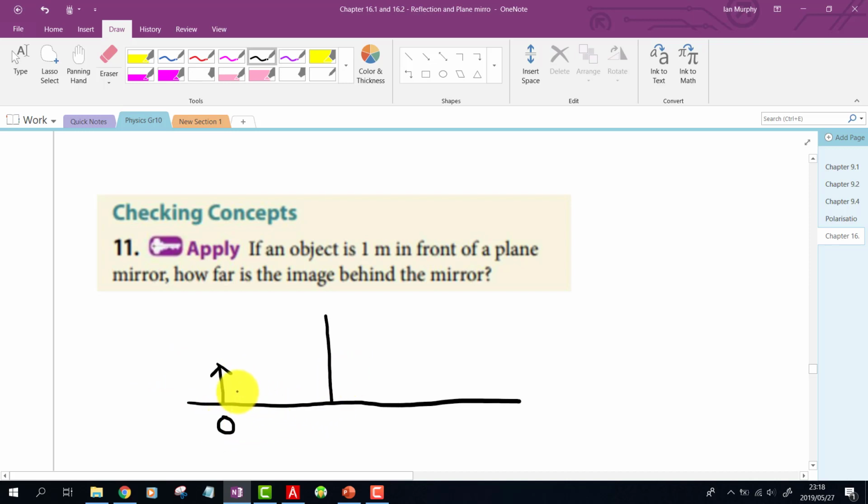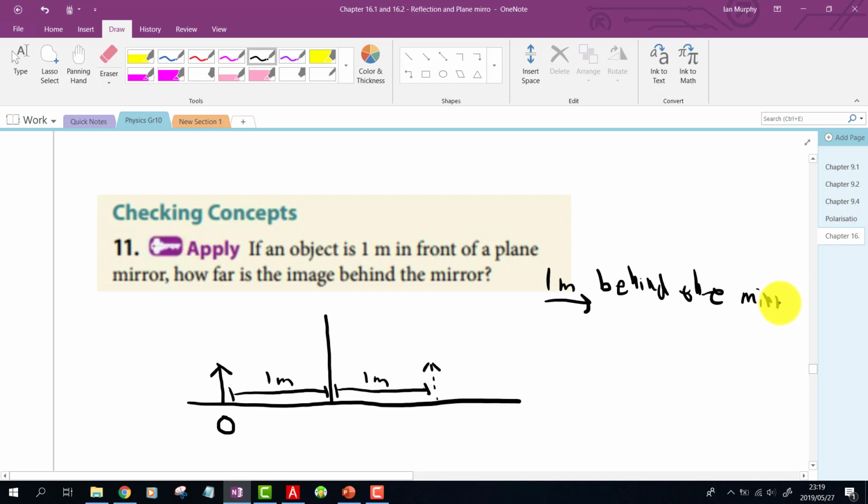Then we know that the distance between the object and the mirror is 1 meter, and the law is that the image is always the same distance. So this will also be 1 meter behind the mirror. So the question was, how far is the image behind the mirror? And then your answer is 1 meter. If you want to be very fancy, 1 meter behind the mirror. Sorry for the terrible handwriting. Okay, let's look at the next question.